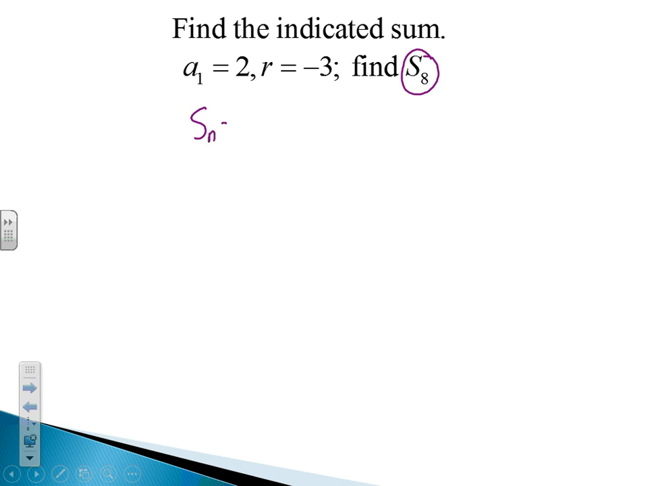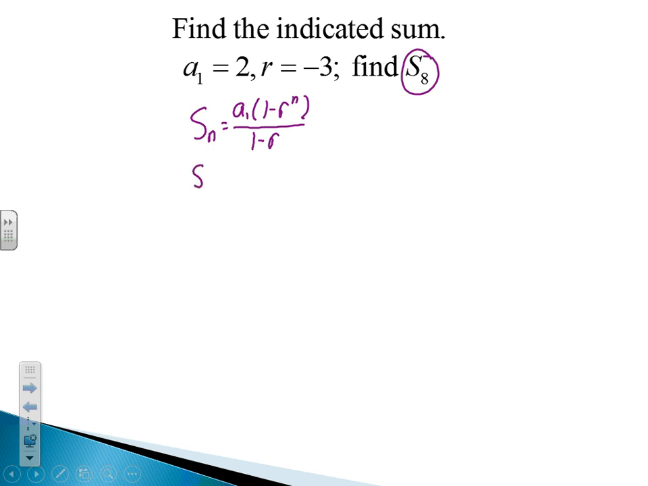So S sub n is equal to a sub 1 times 1 minus r to the n power, divided by 1 minus r. So here we're finding the sum of the first 8 terms of the geometric sequence, and they're giving us the two things that we have to have. They're giving us the first term and the common ratio. So in this case, it's simply a matter of plugging numbers in appropriately.